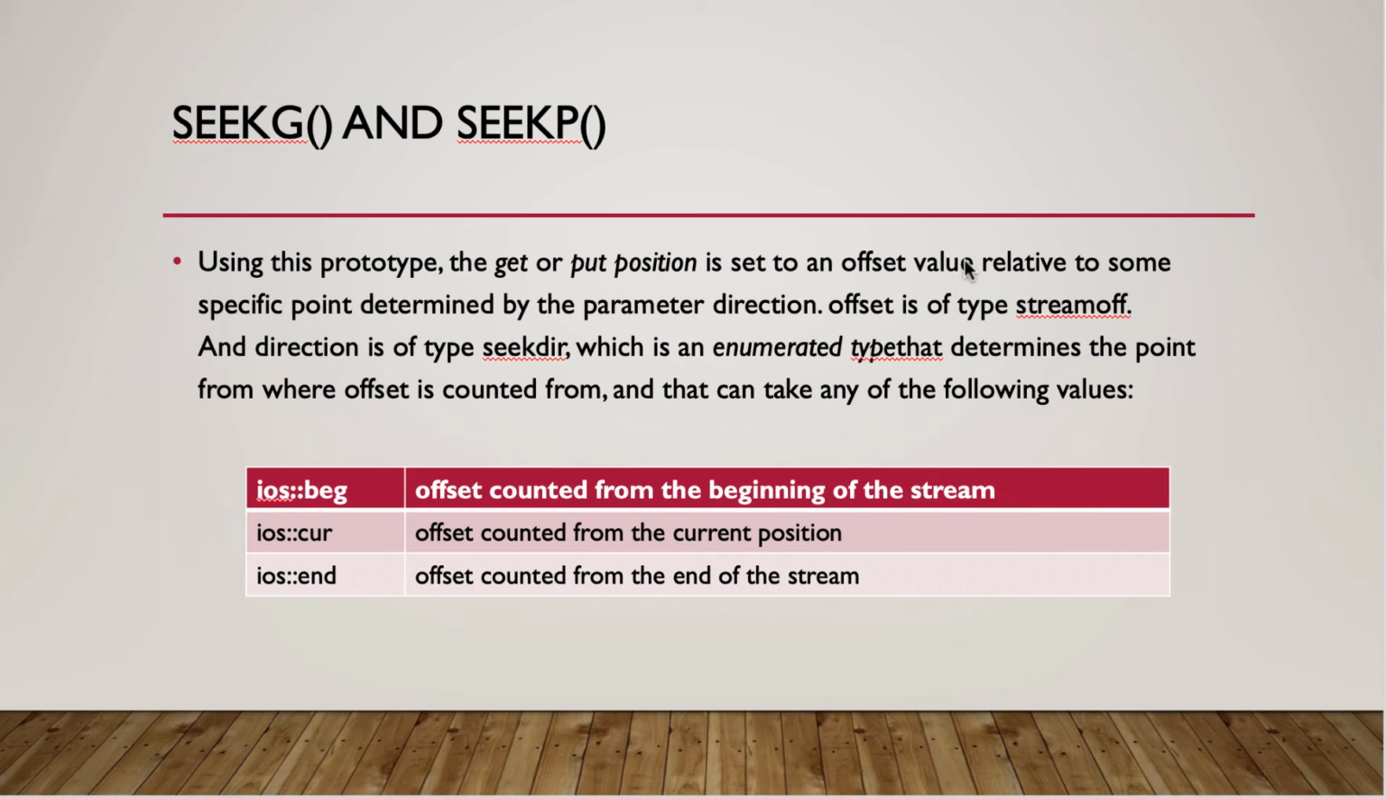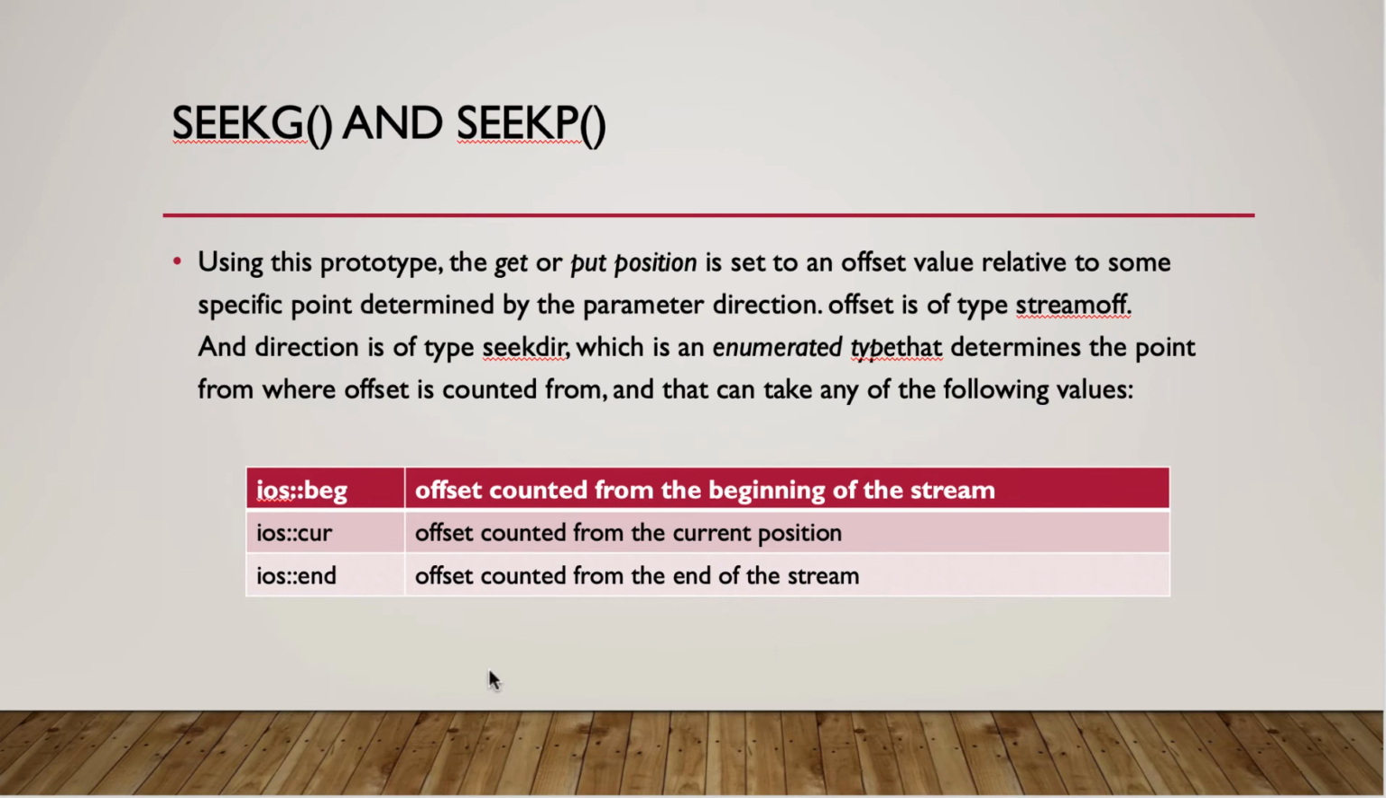Offset is of type stream offset, and direction is of type seek direction, which is an enumerated type that determines the point from where offset is counted from. And that can take any of the following values. It can be beg, for the beginning, so offset is counted from the beginning of the stream, or offset could be counted from the current position with cur, or from the end with end.